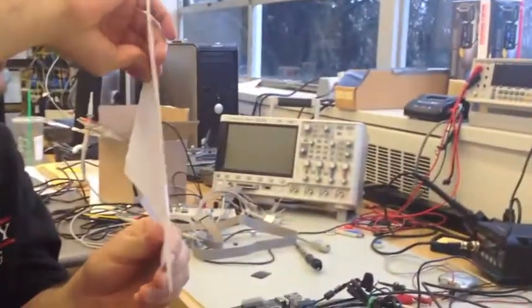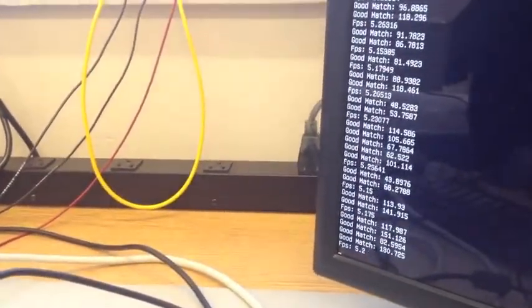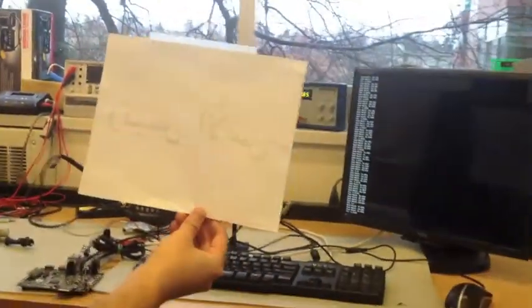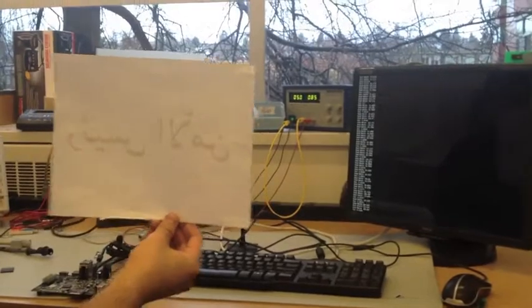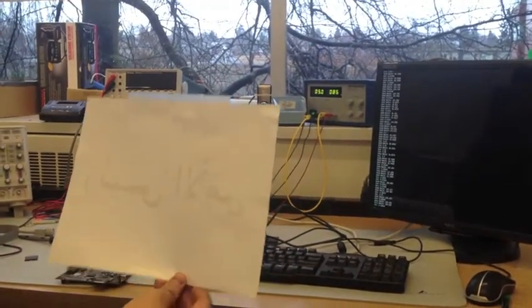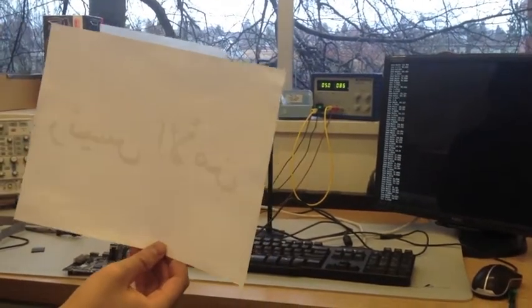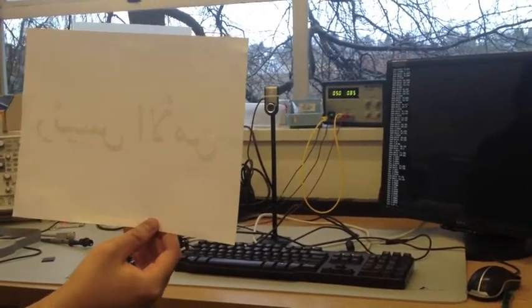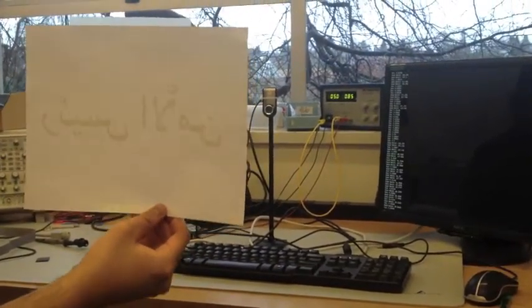And so if we rotate the sign, it's still going to detect the Arabic symbols, and so that's pretty good. So that we don't have to worry about scale and orientation. So the max distance that we got it to reach right now is around 3 to 4 feet, which is pretty good. Other than that, we're getting very good matches.